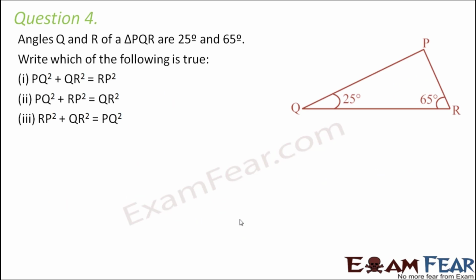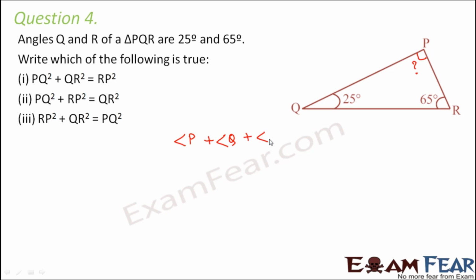Question number 4. Angles Q and R of a triangle PQR are 25 degree and 65 degree. Write which of the following is true. Now this is 25, this is 65. Can we find this angle? Yes, we can, because we know that the sum of the three angles of a triangle is 180 degree.